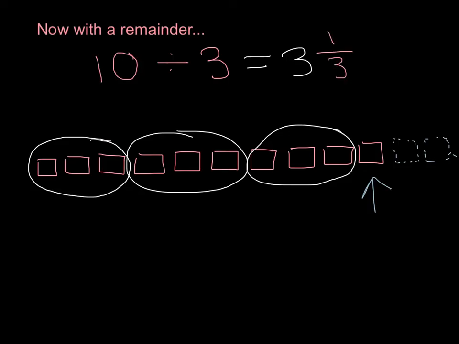Because again, this here represents the number of groups. Well, there are 3 whole groups, and then there is 1/3 of a group. 1 out of 3 to make a whole group. Okay? So now let's apply this to dividing by fractions.